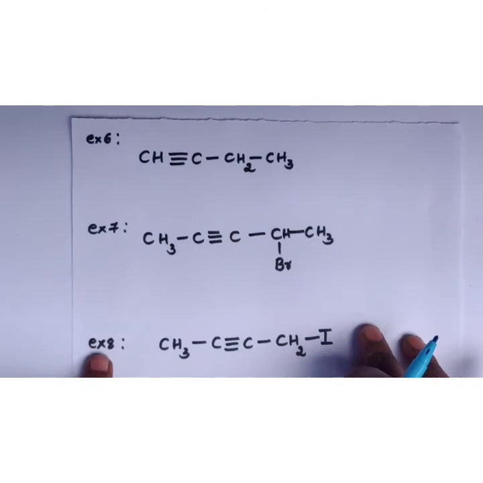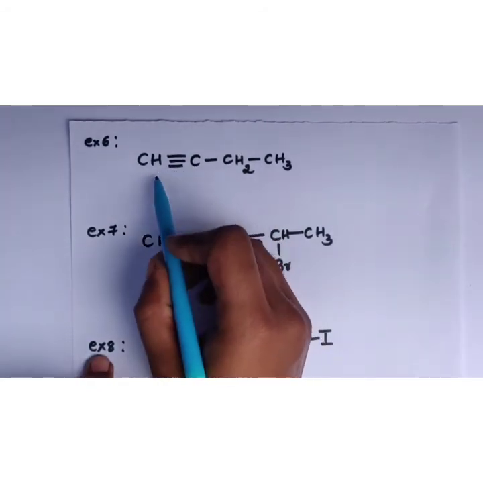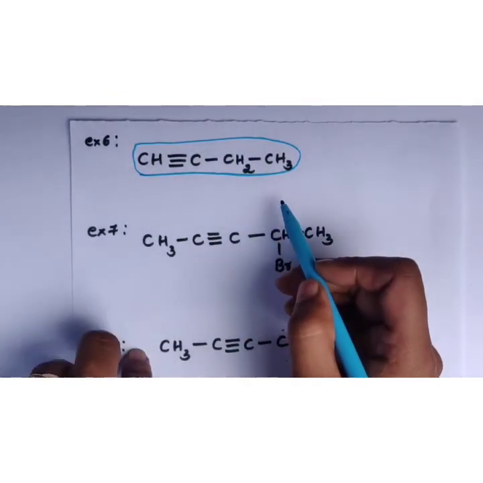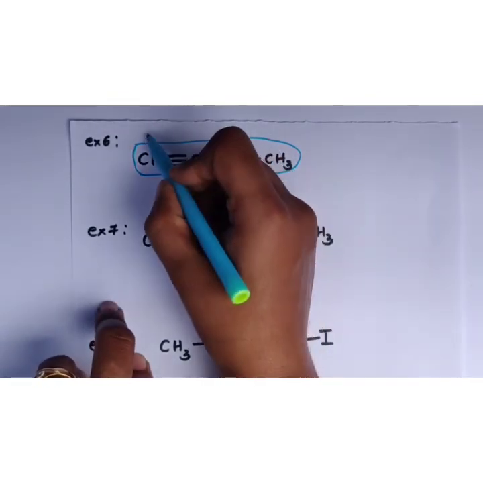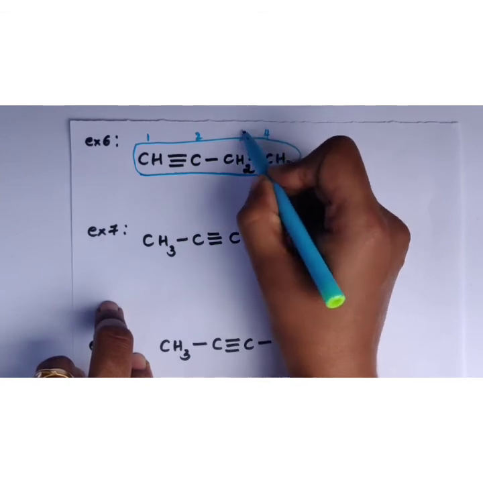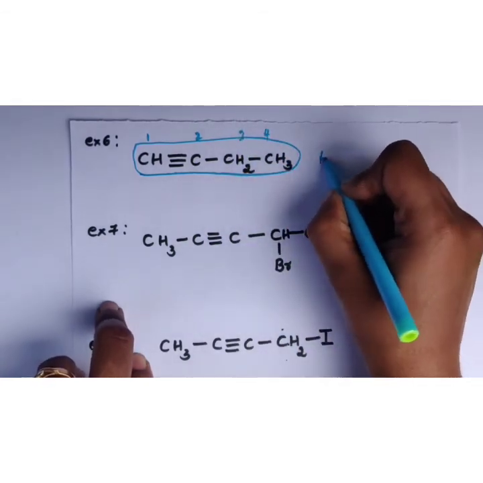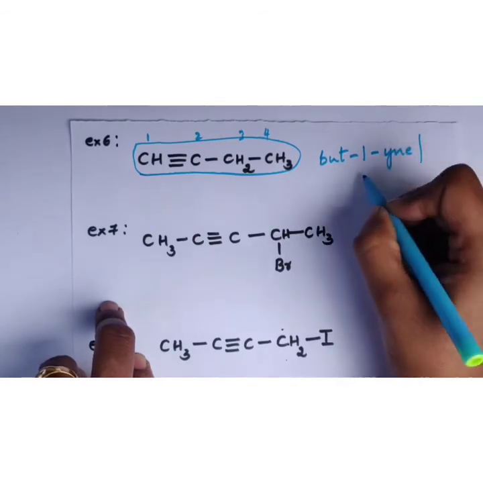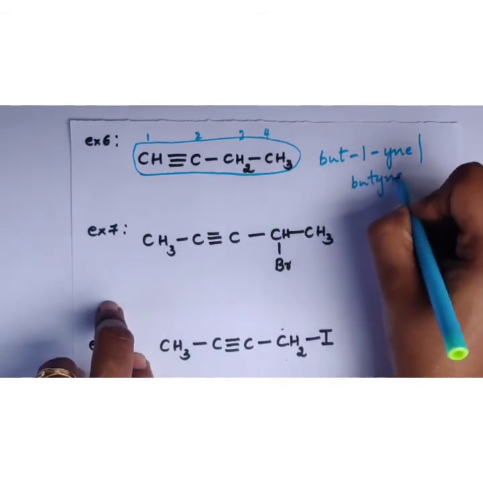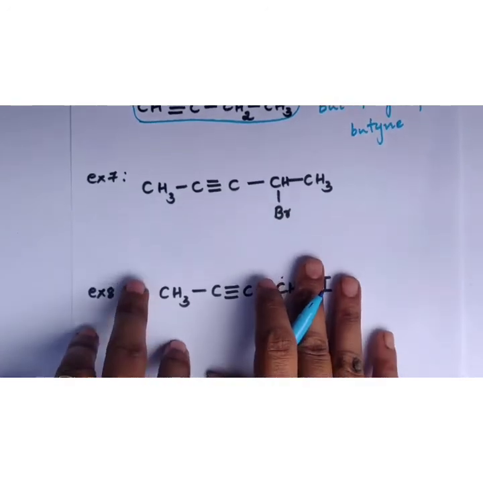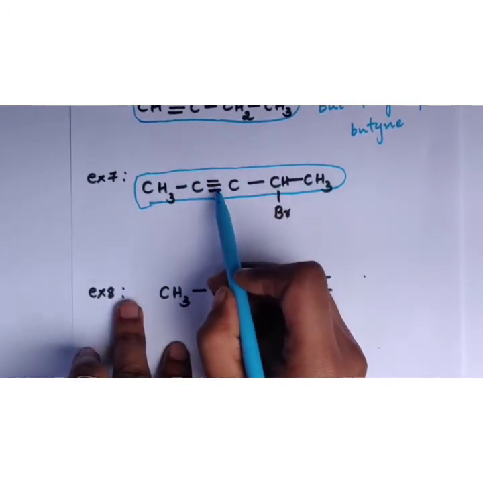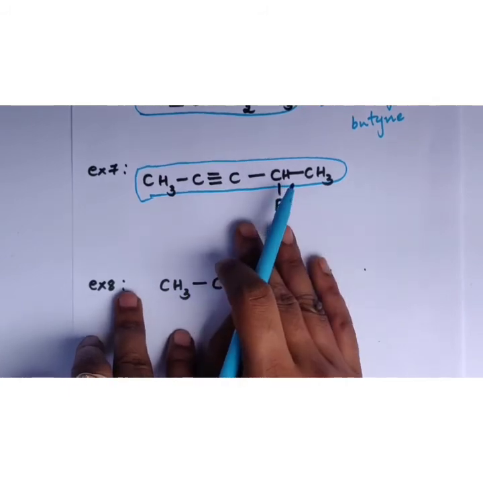Sixth example. Your triple bond is present. Select the parent chain. Same method, whatever you have used for double bond, same thing. 1, 2, 3, 4. So here it is but-1-yne, or else you can simply write it as butyne. In this, select the parent chain. I told you double or triple bond should get the lowest numbering.